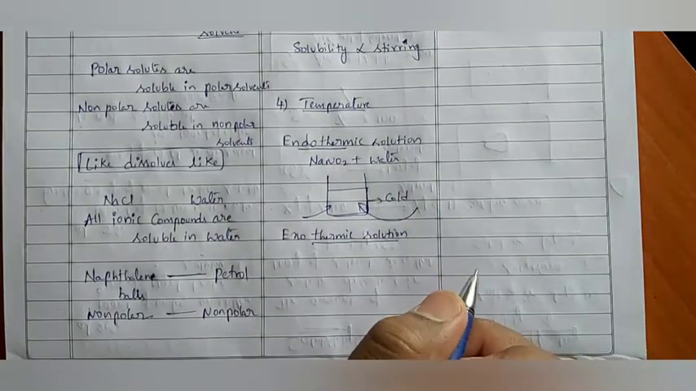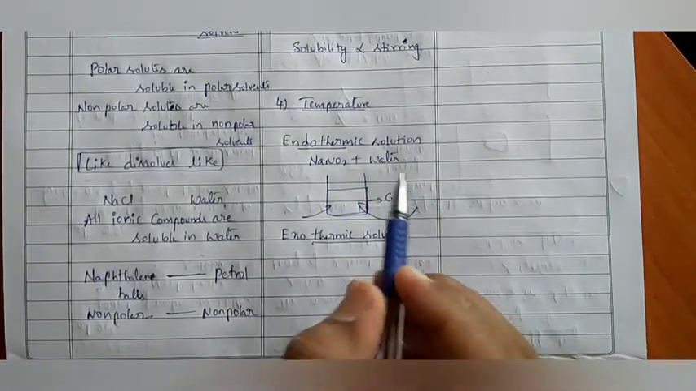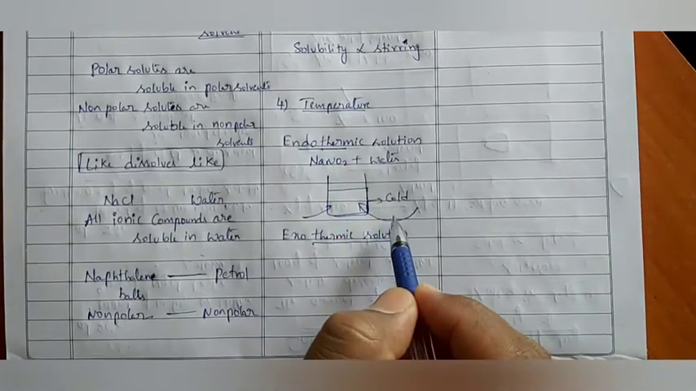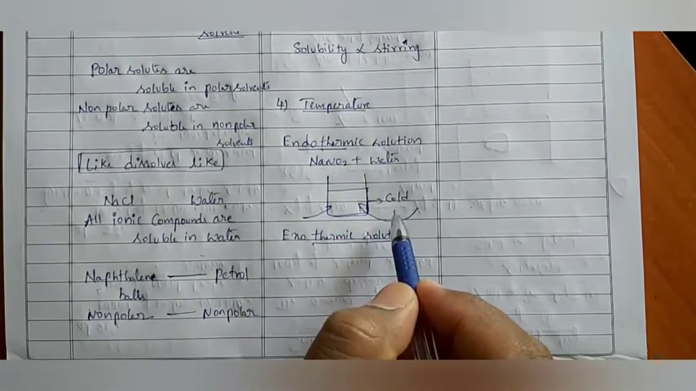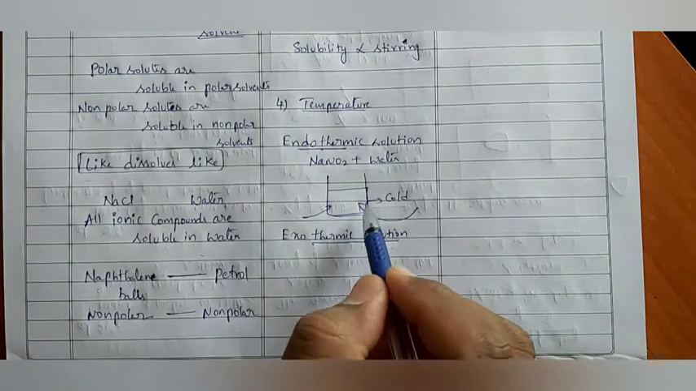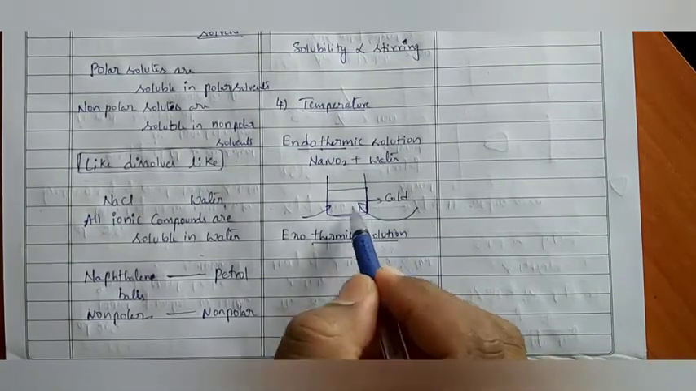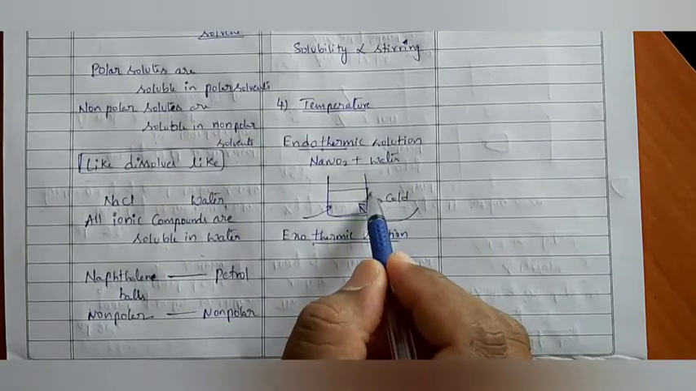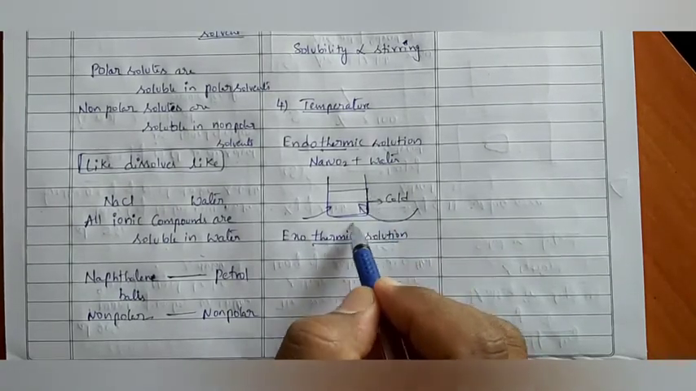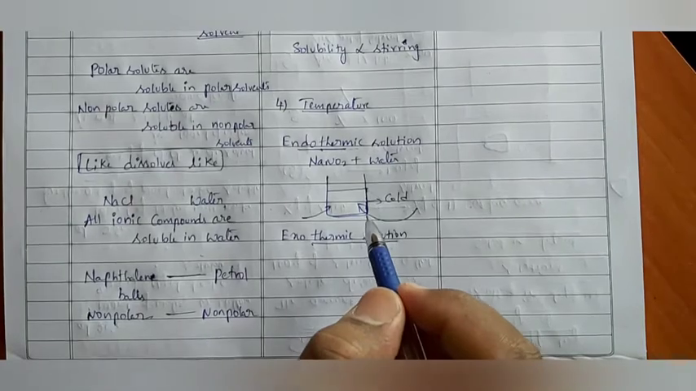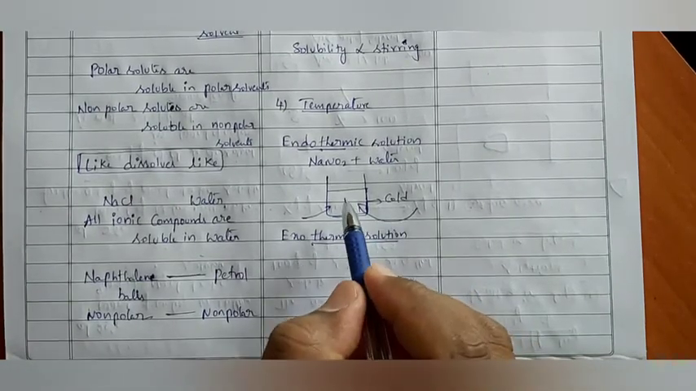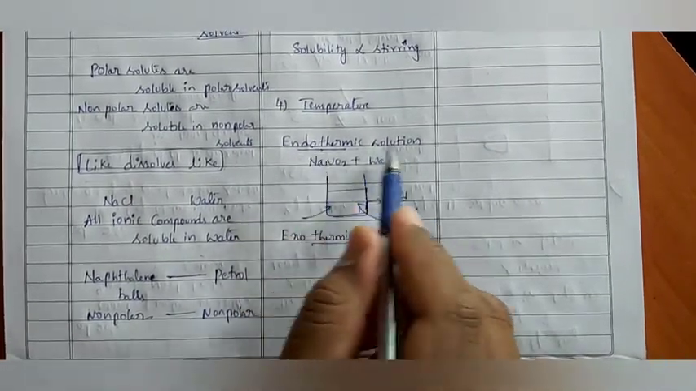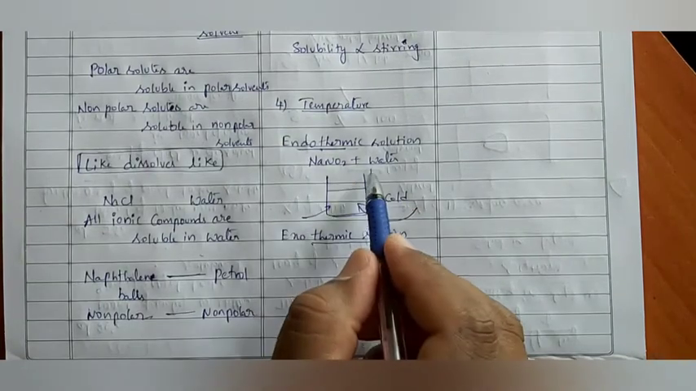You already know what is meant by endothermic: absorption of energy. Thermic means related to energy. Is it okay? So this is the solution which is formed by the absorption of energy. At the time surrounding energy is absorbed, outside it gets cooled. So if you touch the beaker, it will be cold. This type of solution is called an endothermic solution. Example: NaNO2 plus water.